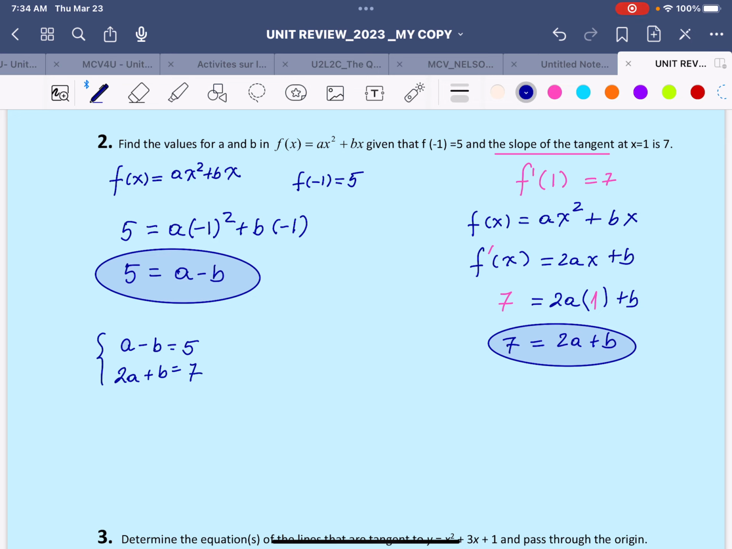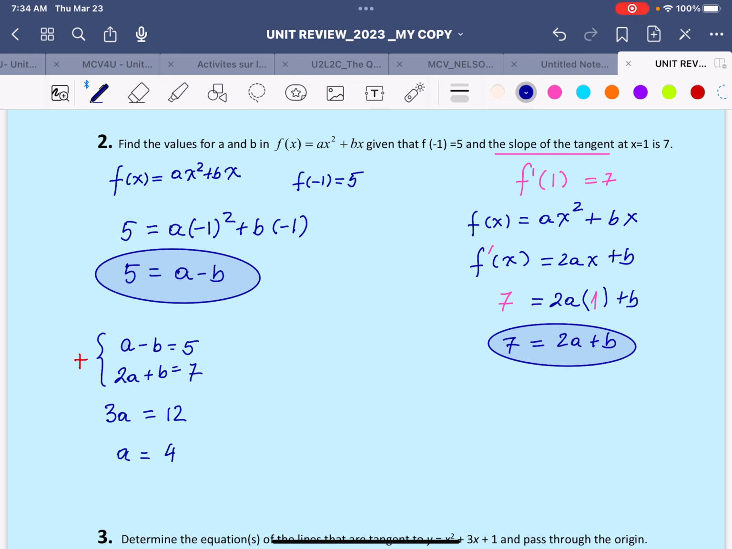So it is very easy to use the elimination method in this case because, as you can see, we have the same variable with exact same coefficients but opposite in sign, which means that we can easily solve this by simply adding the two equations. And we have a plus 2a equals 3a. Negative b plus b equals 0, so b will be eliminated, and that's where the elimination method name comes from. And 7 plus 5 equals 12. So a equals 4.